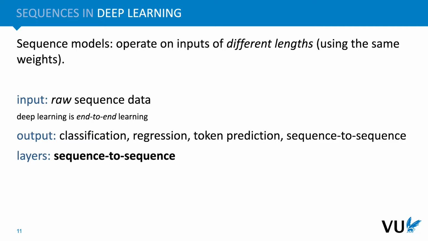In general, what we do is we build a sequence model on top of this. And the defining property of a sequence model is that it can operate on inputs of different lengths using the same weights. So a single model with the same weights can operate on a sequence of 7 tokens or a sequence of 15 tokens without having to add or remove any weights. For the input, we generally want the sequence data as raw as possible, no pre-processing or anything like that. Deep learning is end-to-end learning, so we don't pre-process the inputs too much.